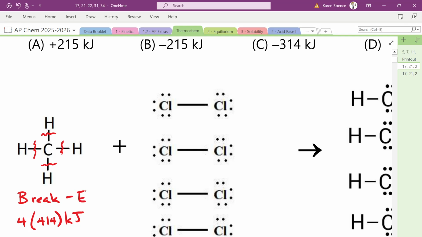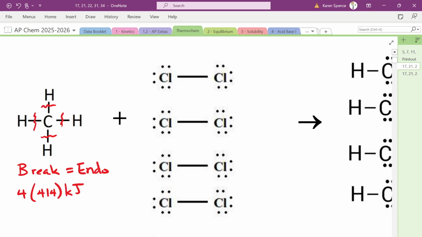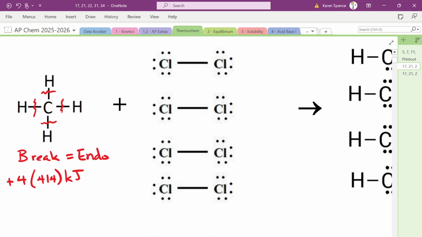Breaking is endo. And if it's endo, that means this value is going to be positive or negative? Positive. Okay, so this is positive. And so we do that and we get 4 times 414 equals positive 1656.